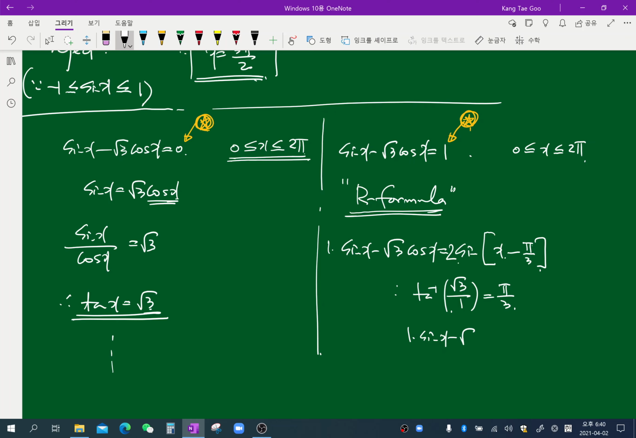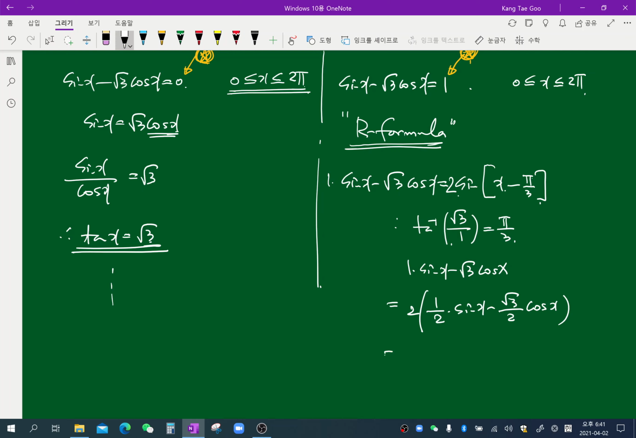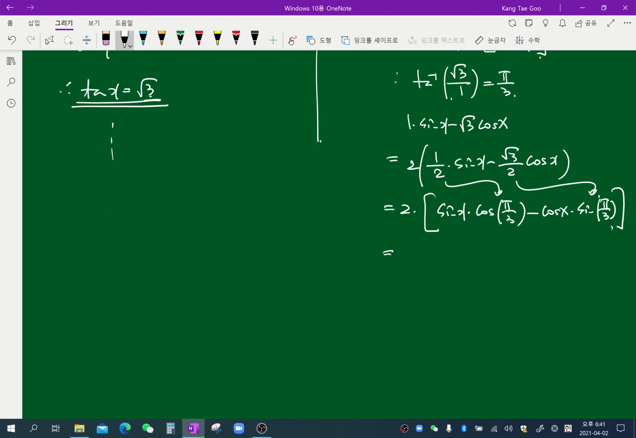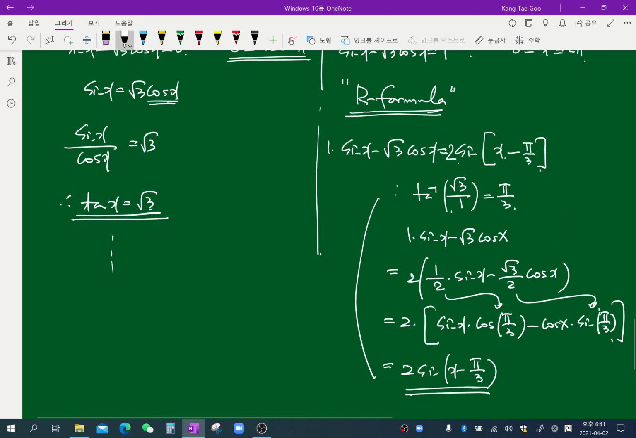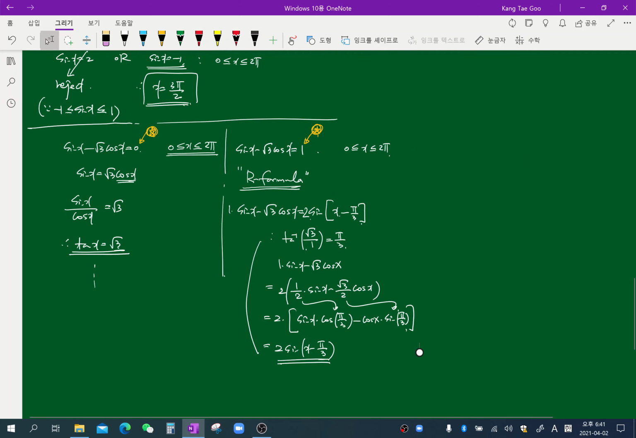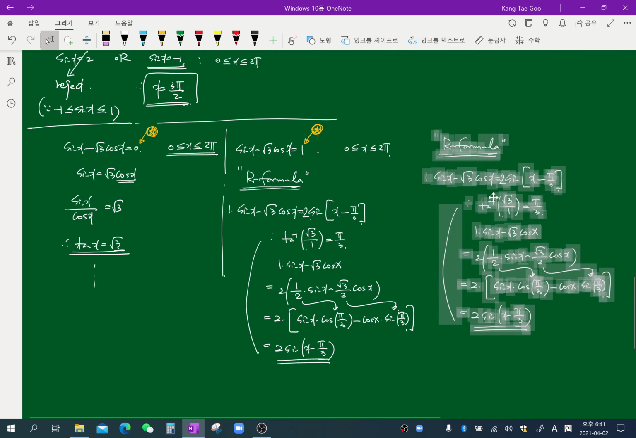1 times sine x minus square root 3 cosine x can be converted like half sine x minus square root 3 over 2 cosine x, and then we have 2 times sine x cosine pi over 3 minus cosine x square root 3 over 2, no, this is sine pi over 3, and then sine cosine minus cosine sine, there is sine x minus pi over 3. Right? This is just for your reference.